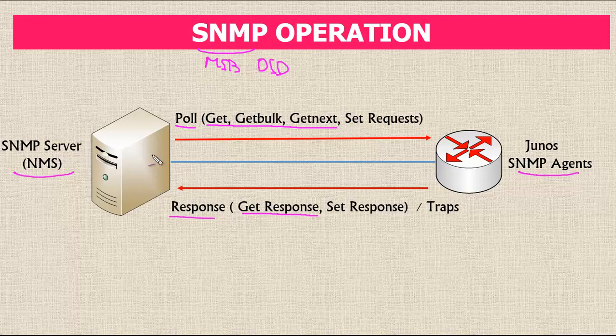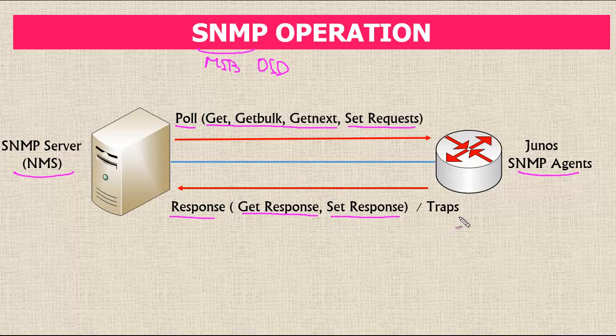If the SNMP server wants to change something on the device, it sends set requests. And the device sends back information about the changes with set response messages. This is the normal operation of SNMP. SNMP server polls, SNMP agent responds.